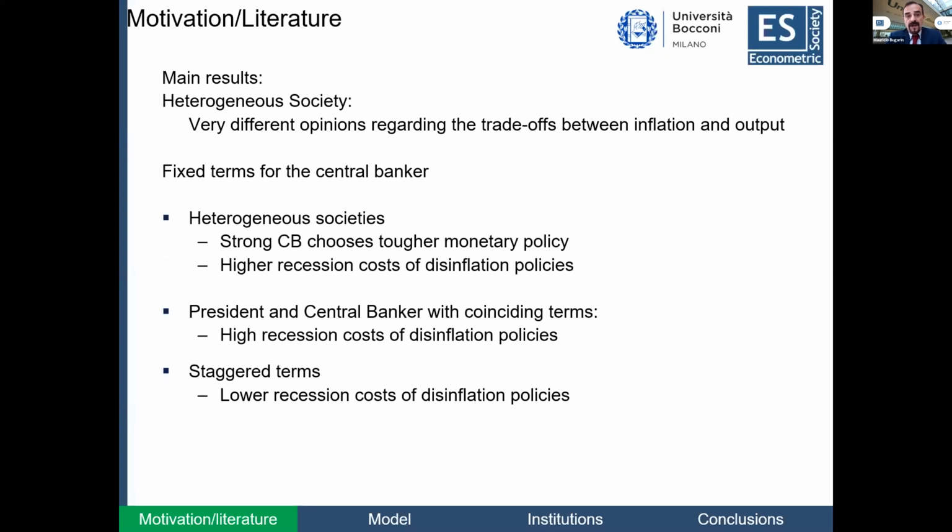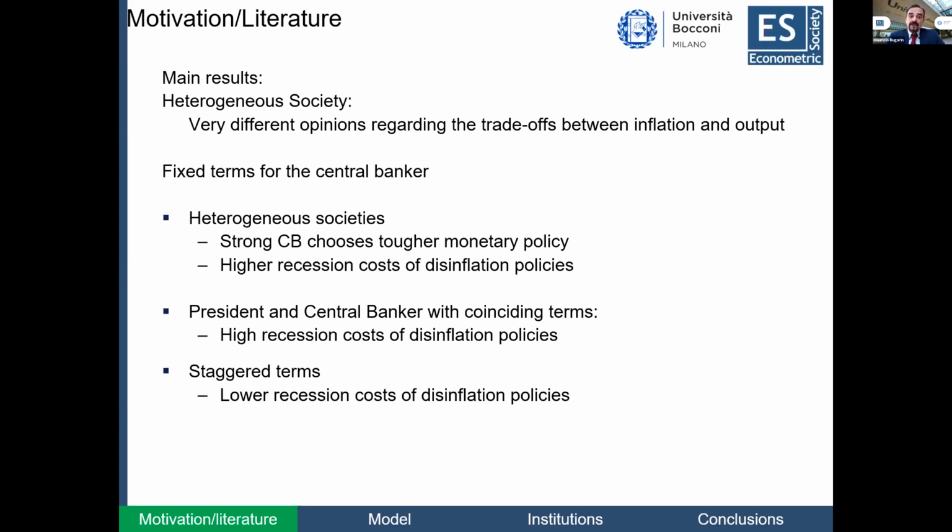Now, the main result is that when societies are heterogeneous in the sense that central bankers are maybe very different, then in order to signal that a strong central banker is really strong, you have to adopt very tough monetary policy, which has the potential to yield very high recession costs of these inflation policies. And moreover, when the president and the central bank terms coincide, so that the president nominates the central banker when he is sworn in, then this situation remains the same as in the basic model, as if there were no information about the central bank.